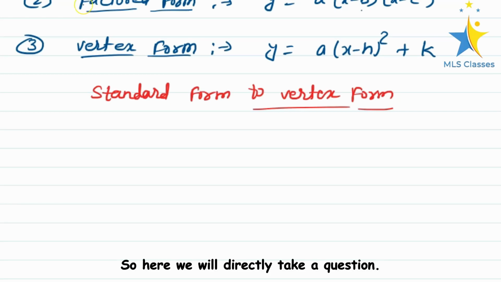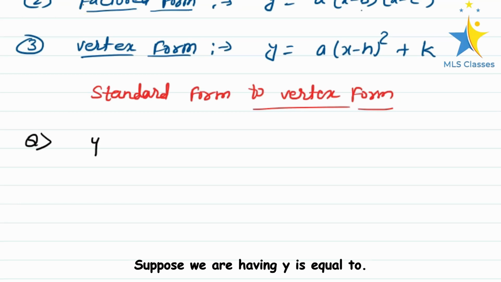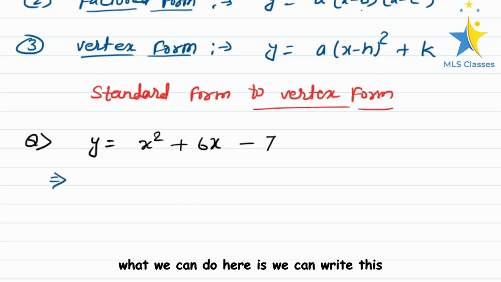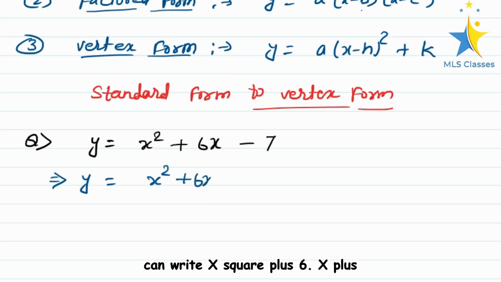So here we will directly take a question. Let's divide this into two parts. First part is where a will be 1 and second part is where a will not be 1. So first take y equal to x square plus 6x minus 7. Then we have to add and subtract. Here the coefficient of x is 6, half is 3, so we need to add 3 square, that is 9. So we can write x square plus 6x plus 9.